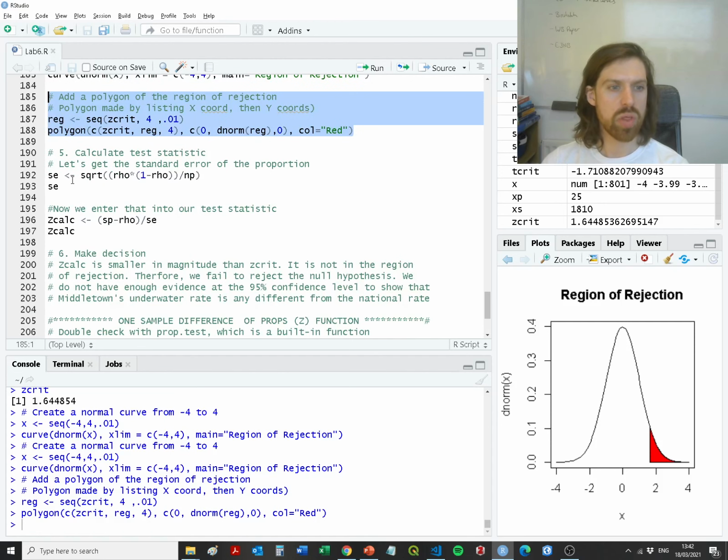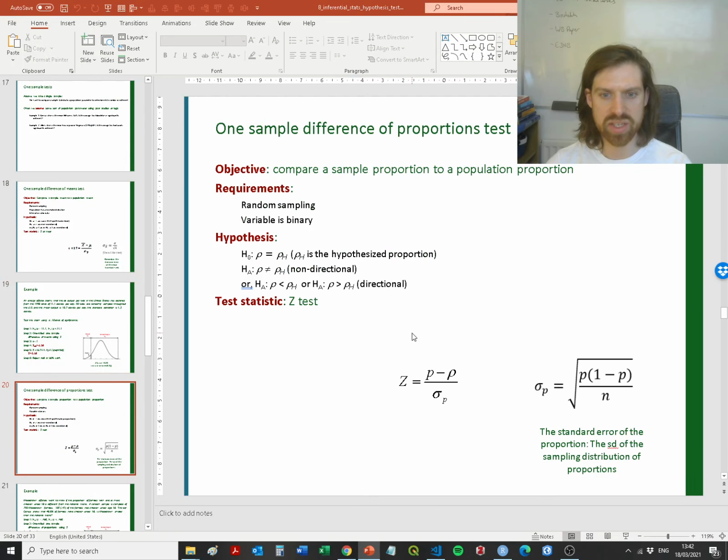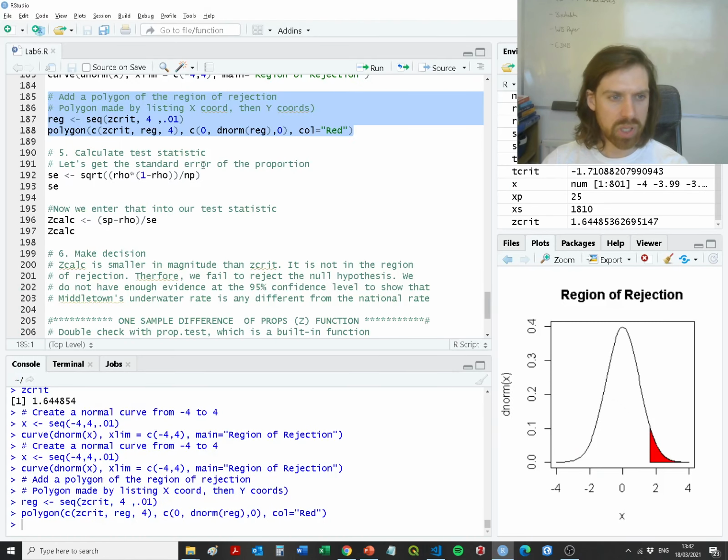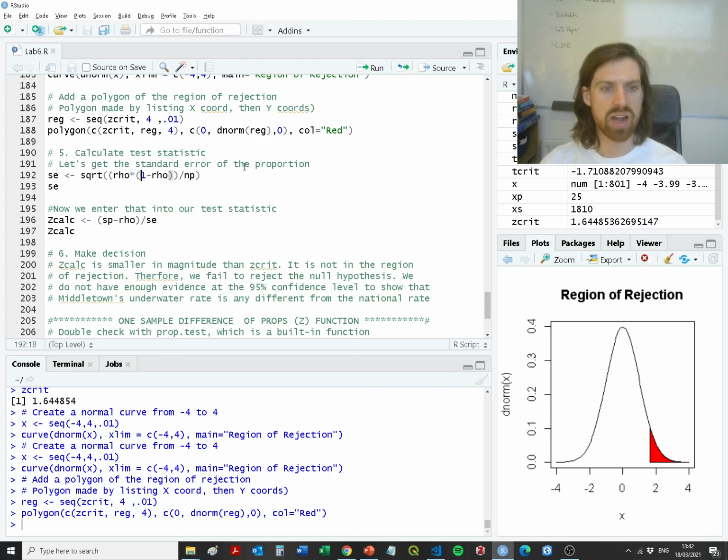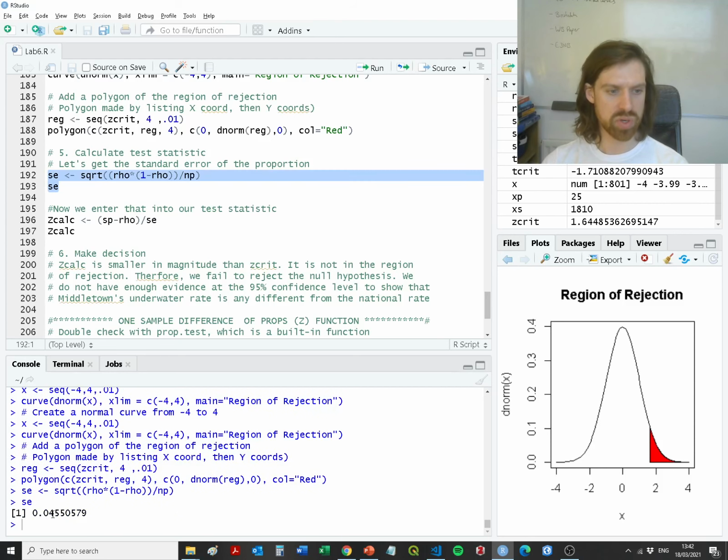Okay. So now we've got that, we can actually calculate the test statistic. If we go back to the test statistic formula, what we need to do is subtract the population proportion from the sample proportion, divided by the standard error of the proportion, which we get by taking the square root of the proportion multiplied by its complement, divided by the number of sample points that we have. So the way to do that is rho multiplied by 1 minus rho, which gets us the standard error of the proportion, in this case 0.045.